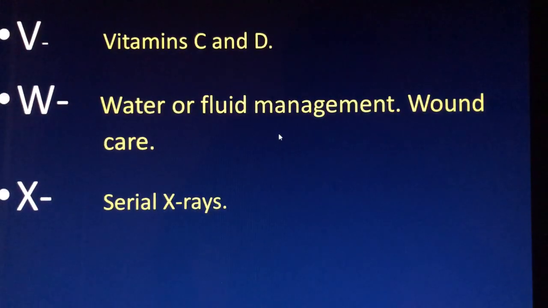W stands for water or fluid management and wound care. If they have been on their back and have developed any decubitus ulcers, then wound care is a very important part of management of COVID-19 patients. X stands for serial X-rays.